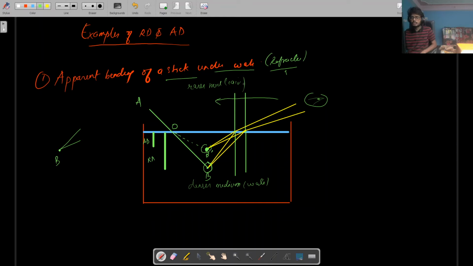So we can go close, no problem. We can go close only. This B and B is directly above each other. So even if you come close, this will not change.